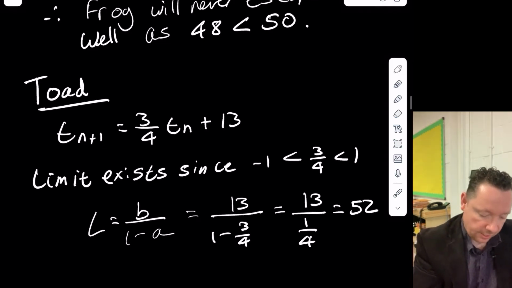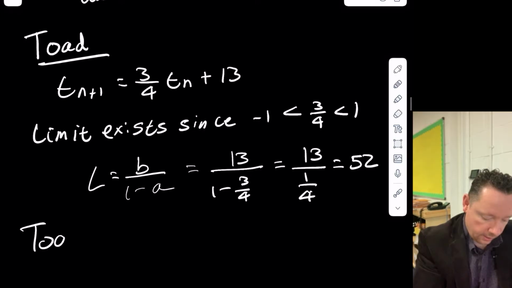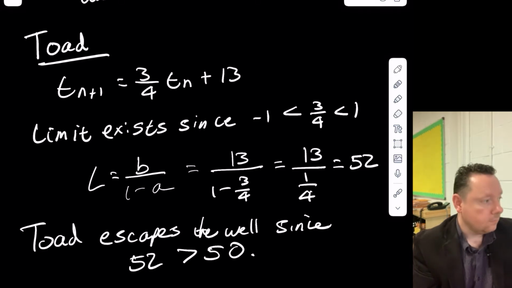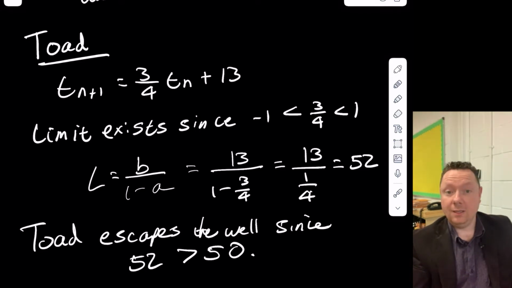So we can then say the toad escapes the well since 52 is bigger than 50. And we're done there.